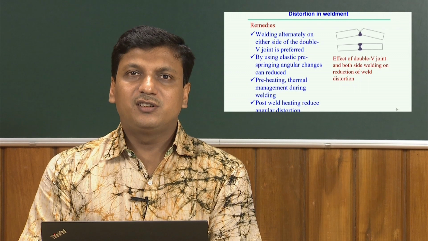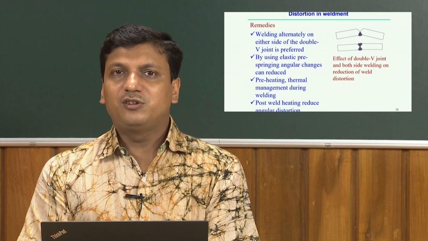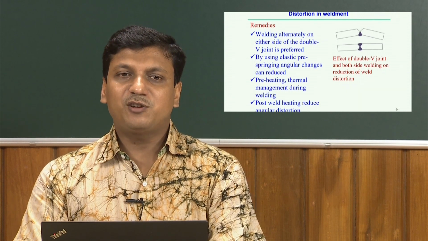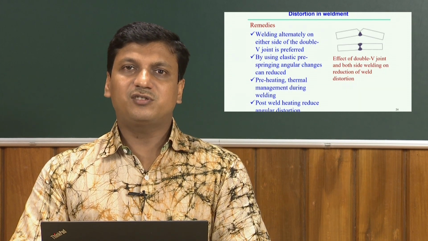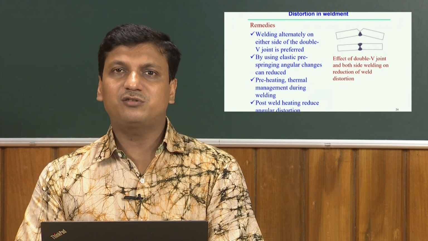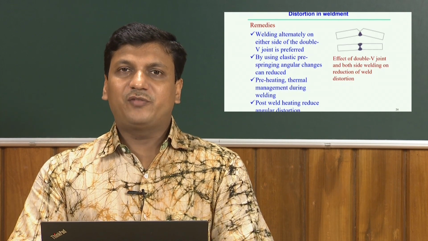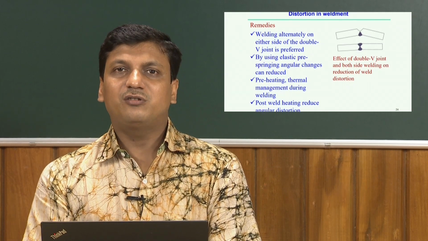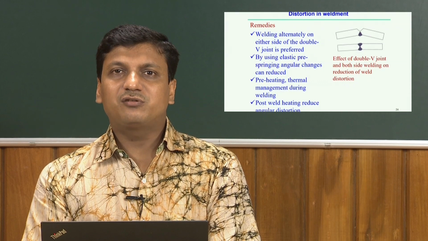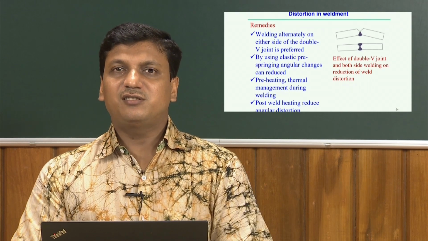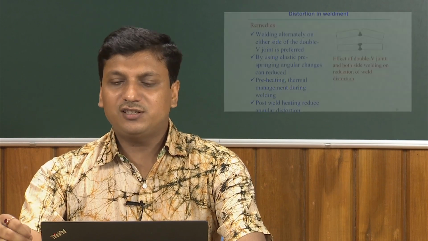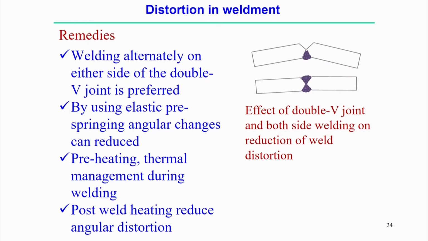Thermal cycle means the time versus temperature cycle. So, by proper control of this time versus temperature cycle, or we can say thermal management during the welding process, the amount of the distortion is reduced. Apart from that, preheating or post heating also helps to reduce the distortion level, simply by changing the microstructure of the welded joint. So, these are the typical methods for reducing the distortion level in a welded structure.